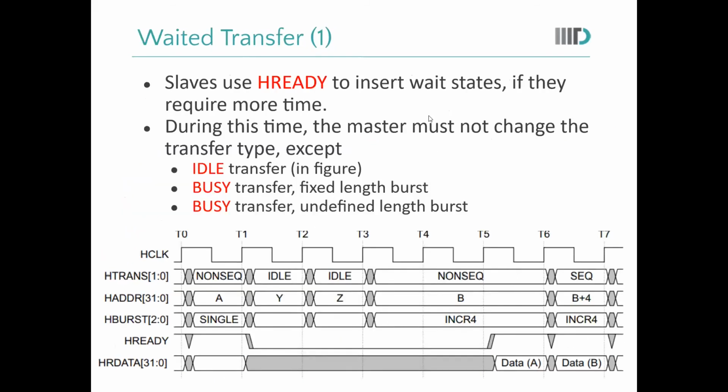Now, in the case of a wait transfer, the slave can use HREADY to insert a wait state. The master should not change the transfer type except when the transfer is idle or when it is in the busy state. That is, if it's sequential or non-sequential, it cannot change the transfer type. So, for example, in idle, it is in this particular state. Once it changes its state to non-sequential, it cannot change any of the values until the HREADY signal goes high.